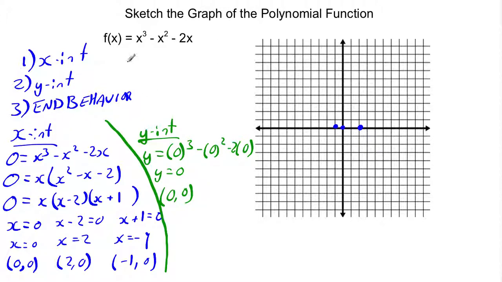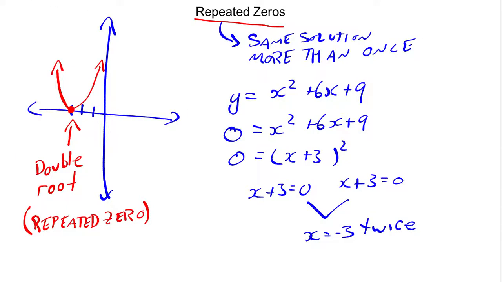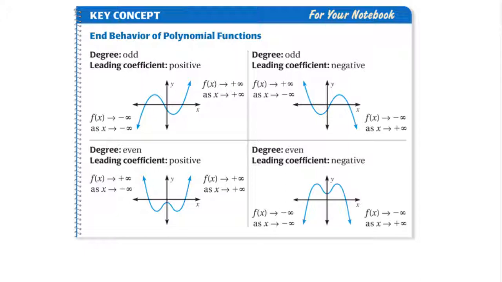And then finally, the end behavior. Well, for our end behavior, we have to look at the degree, and we have to look at the leading coefficient. Well, the degree is odd, and the leading coefficient is positive. Right? This is a positive x to the third. So if I look back at my notes and my table, the degree is odd and the leading coefficient is positive. So as x goes to infinity, y is going to go to infinity. As x goes to negative infinity, y is going to go to negative infinity. It's going to look like this. They're going to go in opposite directions.